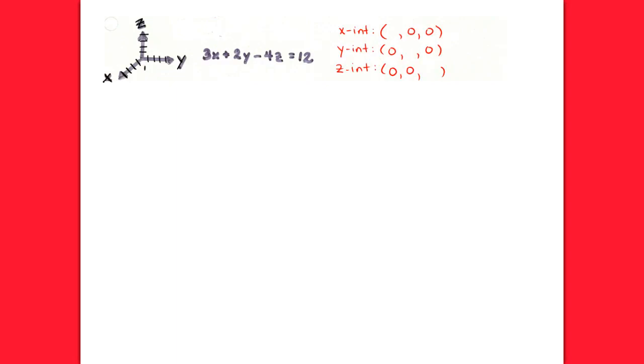Now, that just looks like a great big mess. And so to clean it up a little bit, we typically just graph the positive axes and then add the negative ones when and if we need them. Okay? So let's see how we could graph 3x + 2y - 4z = 12.